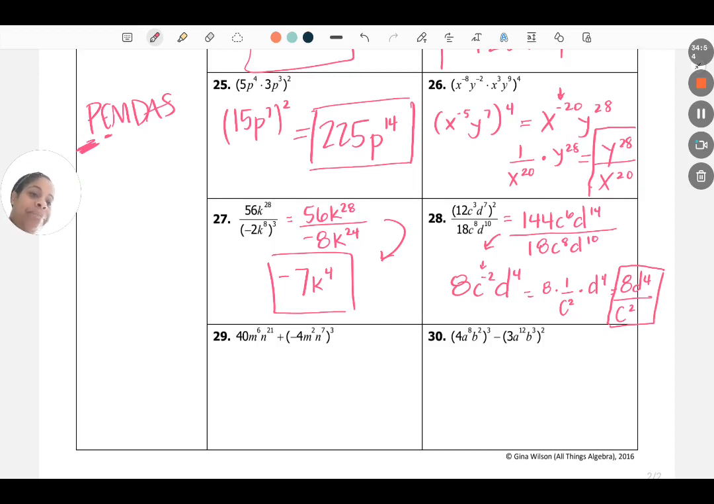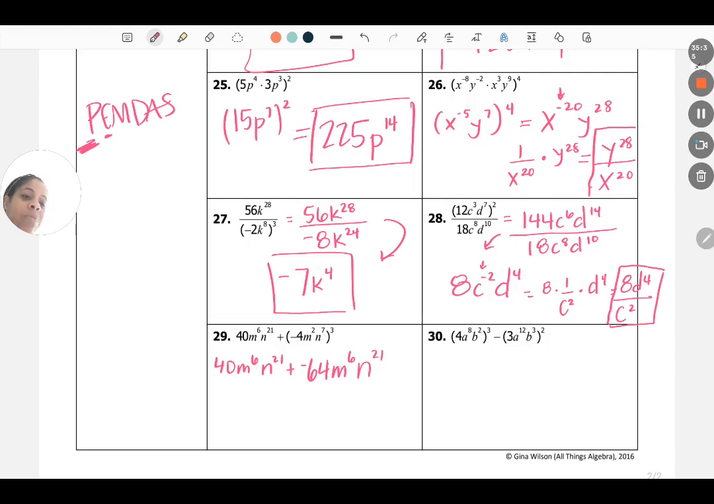Okay, so here we go. We first need to do the parentheses. So we're going to rewrite 40 m to the 6 n to the 21st plus, all right, we have 4 to the 3rd power. 4 times 4 is 16. 16 times 4 is 64. So we have negative 64, m, 2 times 3 is 6, and n, 7 times 3 is 21.